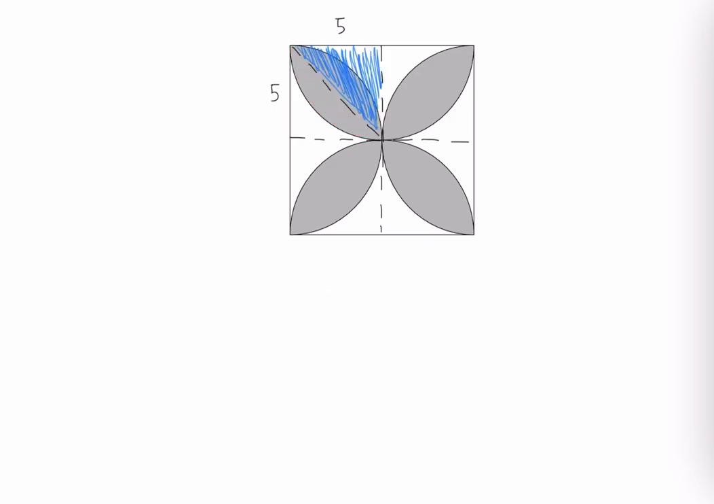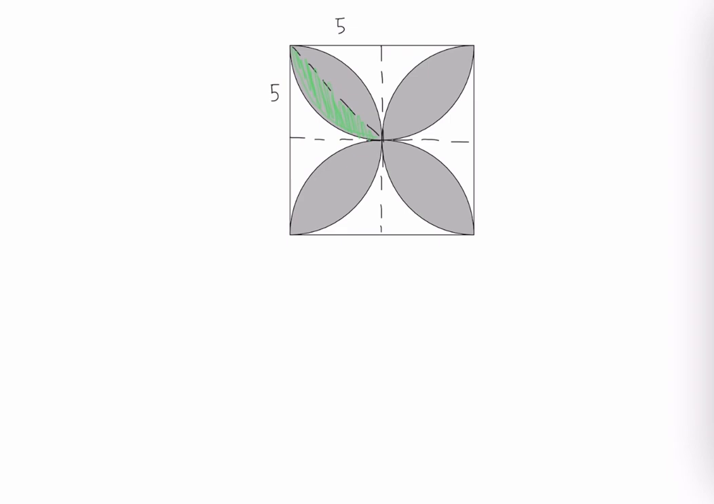Our second step is to calculate the area of this triangle. So we know that the area of a triangle is base times height divided by 2. And now we plug in the values, which in this case the base is 5 and the height is also 5. So we have 5 times 5 divided by 2, which is 25 divided by 2, and it is 12.5.